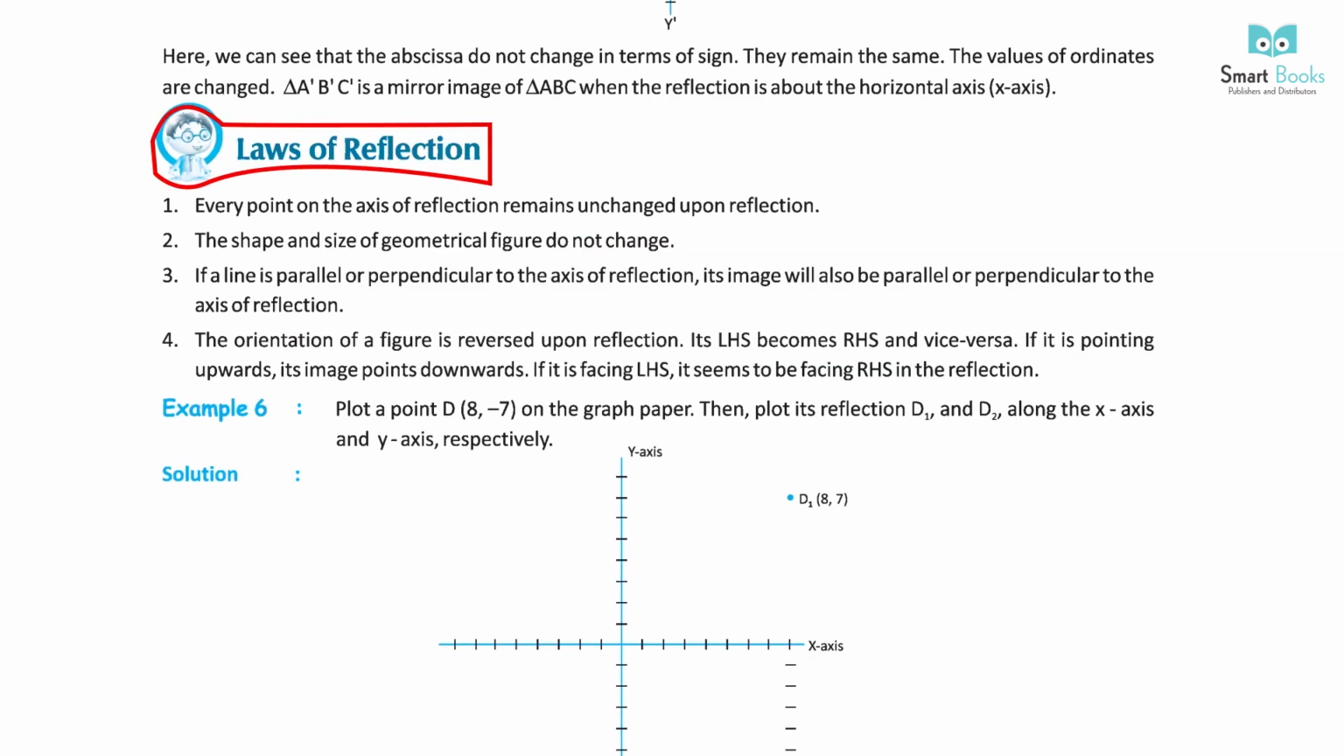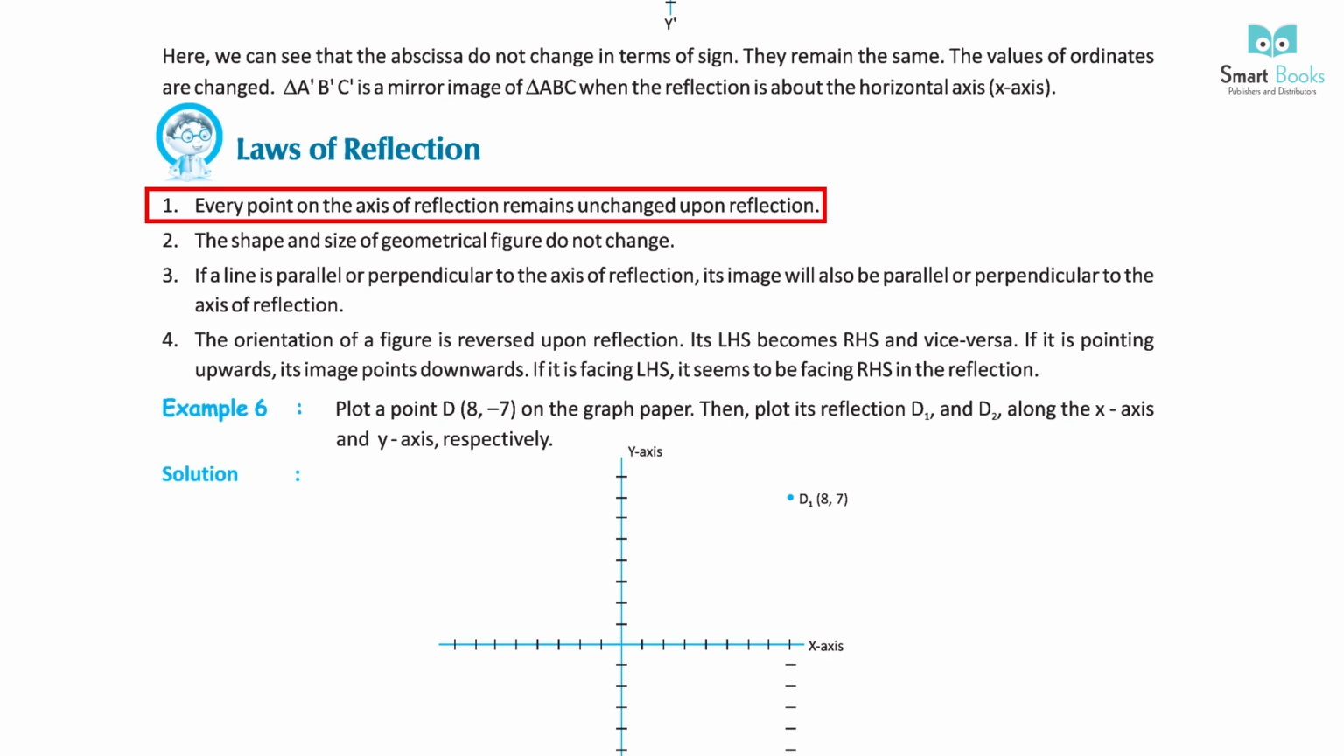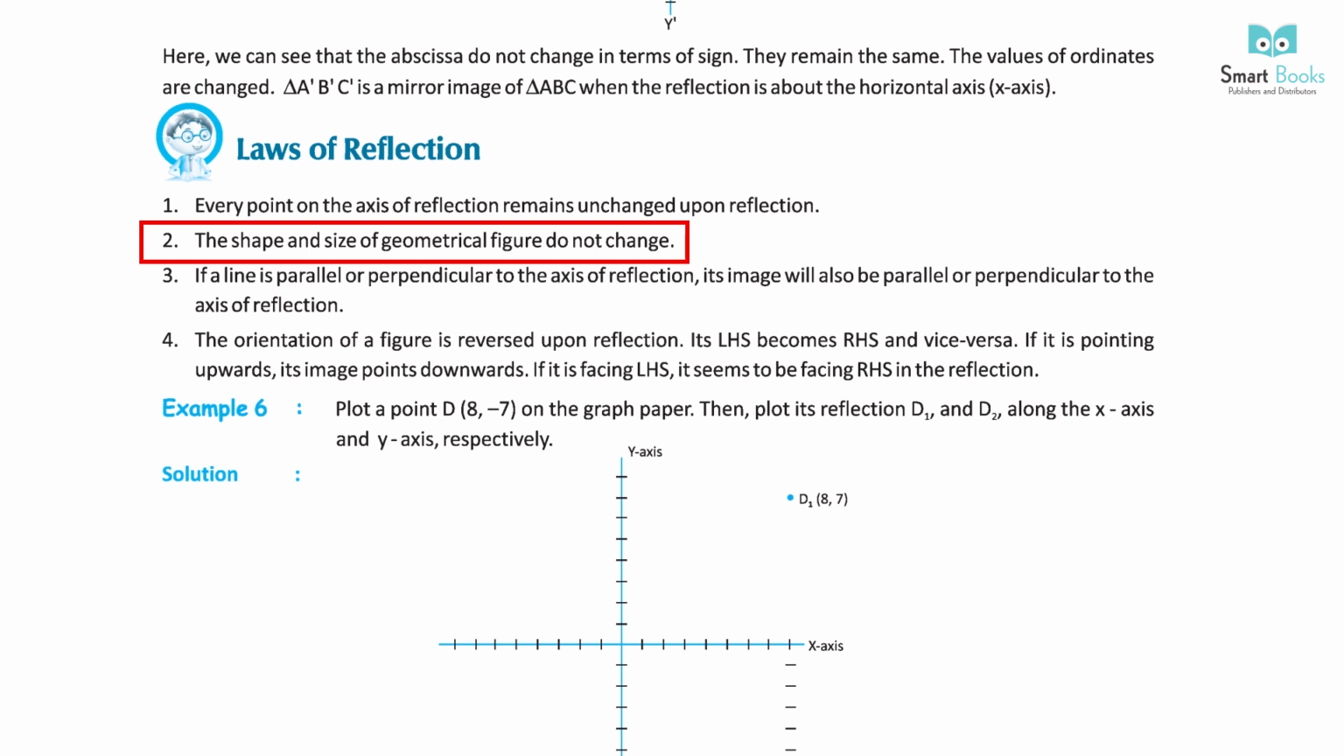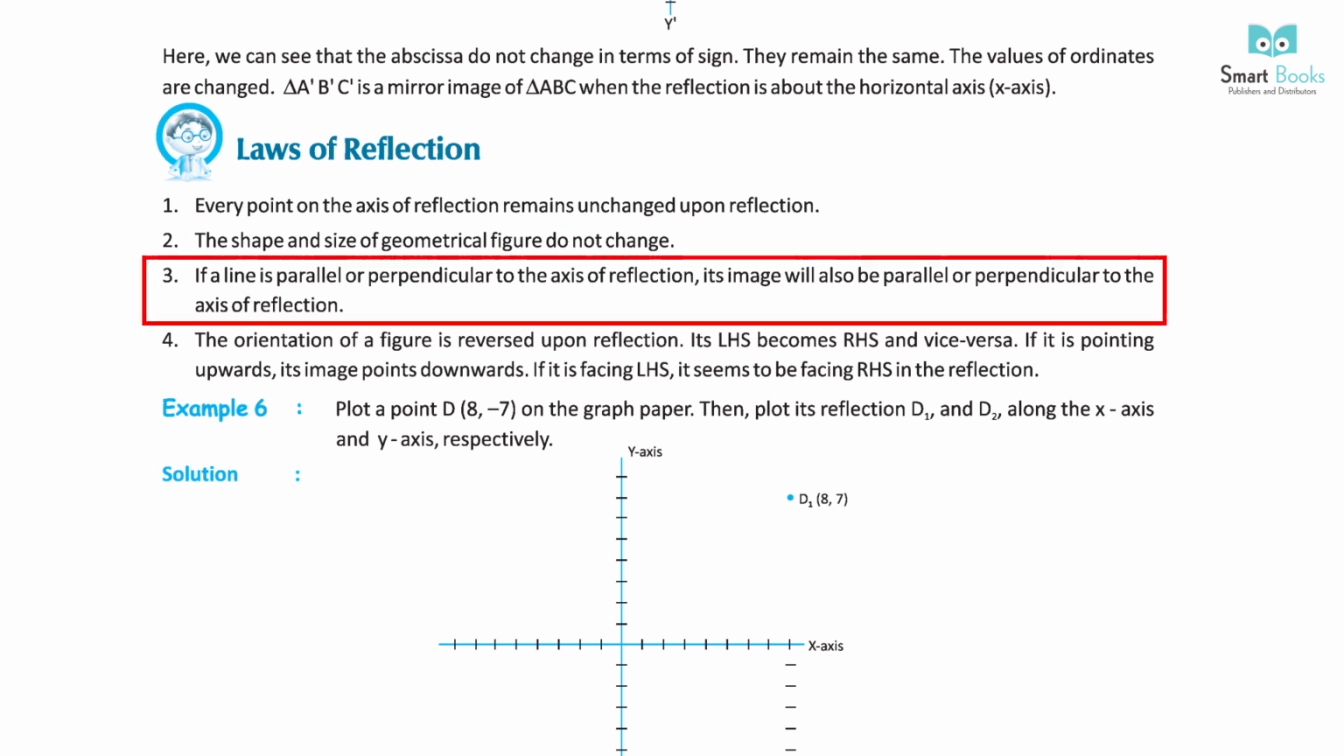Laws of reflection. First, every point on the axis of reflection remains unchanged upon reflection. Second, the shape and size of a geometrical figure do not change. Third, if a line is parallel or perpendicular to the axis of reflection, its image will also be parallel or perpendicular to the axis of reflection.